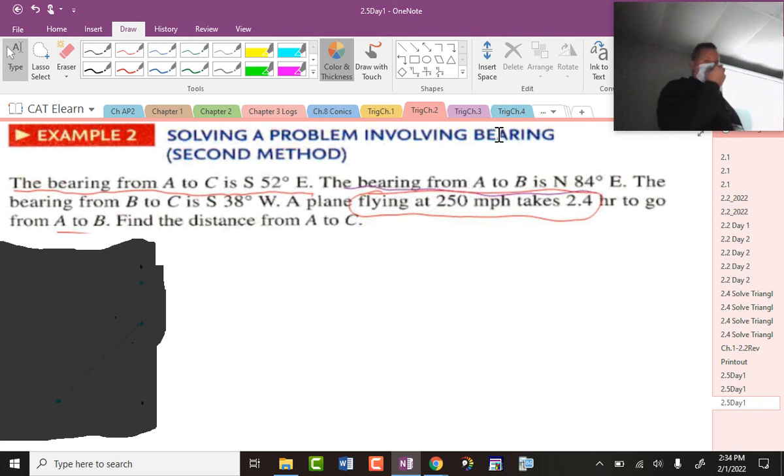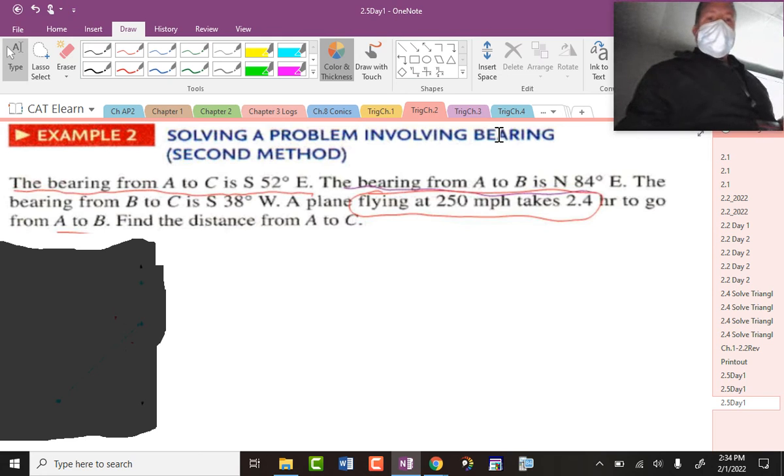And then the bearing from A to B, so it goes back to A. From A to B is north 84. So where is B, above or below A? 3, 2, 1, go. Above, and right or left? 3, 2, 1, go. So here's A, here's C, here's B. You already have an idea where everything is. This is why people that don't have those in those positions, I know your drawing is totally cattywampus and not even close to being correct.